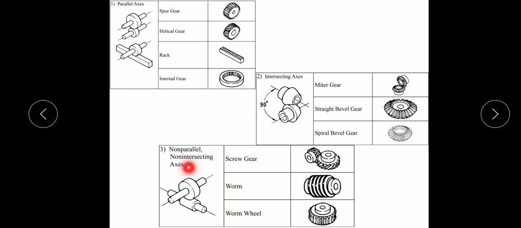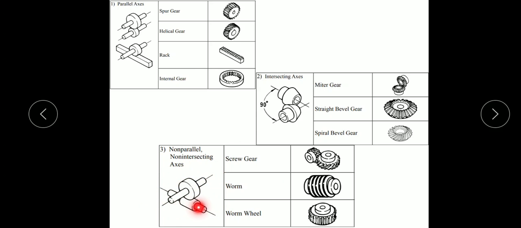And we have also another classification, that is non-parallel non-intersecting axis. That is, here the axis is passing through x direction, and here that is passing through y direction. So it is not parallel shaft, and these two lines will never intersect at any point. Here you can see this line and this line are intersecting at a specific point, but in this case these two lines will never intersect.